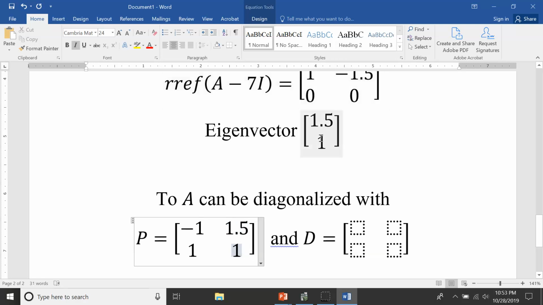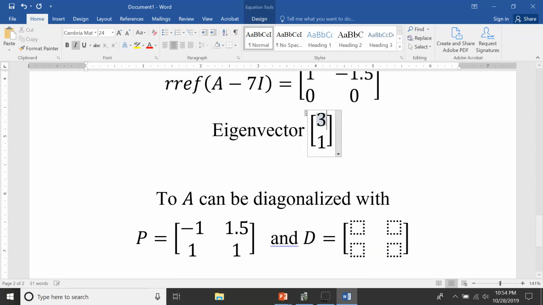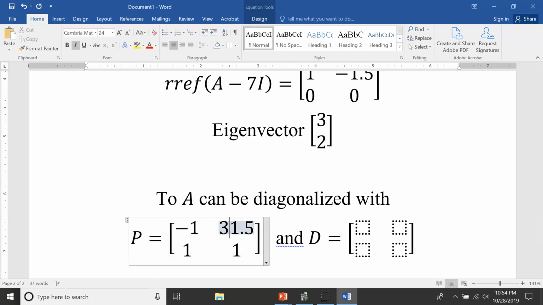Now again, this isn't the only eigenvector we could have chosen. 3, 2 also works. Okay, so you could have also had this matrix P.